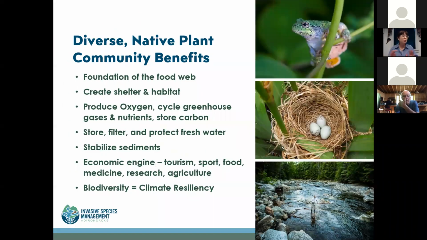I'm not going to go too far down this path of all the benefits of having native biodiverse habitats, because I know Becca will jump into this a bit later. But plants are the foundation of the food web. They create shelter and habitat. They can cycle greenhouse gases out of the air and into the soil. They can store carbon. They stabilize soils. Very important. They're an economic engine for tourism, for sports, for food, right?